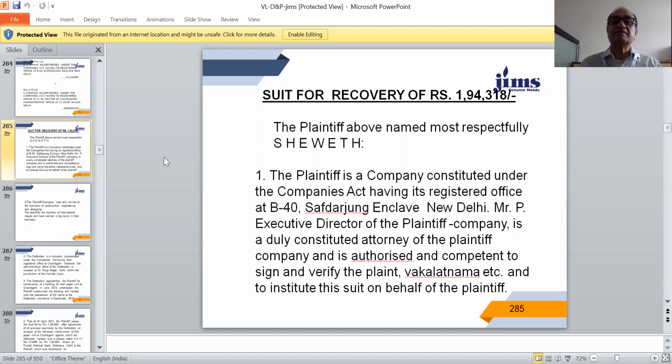Now, the beginning is to be made like this: that the plaintiff above named most respectfully showeth as under. Para 1, that the plaintiff is a company constituted under the Companies Act, having its registered office at B40 Safdarjung Enclave, New Delhi. Mr. P, Executive Director of the company, is a duly constituted attorney of the plaintiff company and is authorized and competent to sign and verify the plaint, wakalatnama, etc., and to institute this suit on behalf of the plaintiff. So para 1 is telling you how the plaintiff is authorized to file this summary suit.